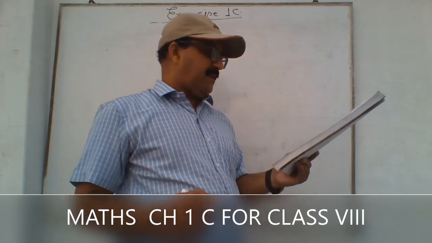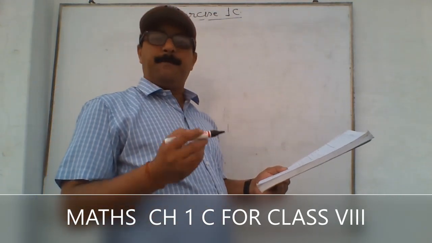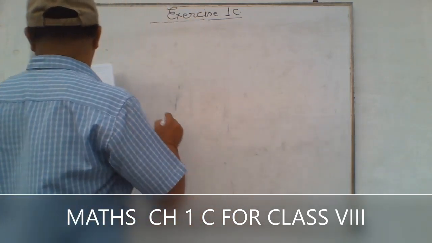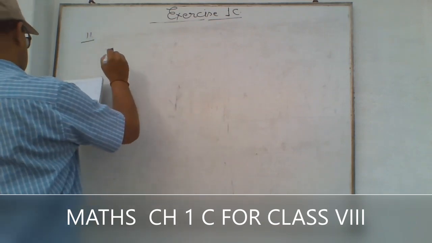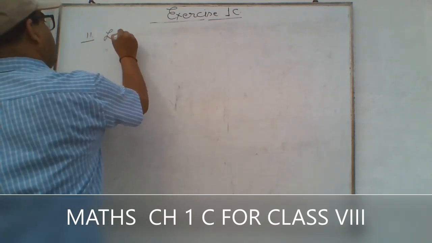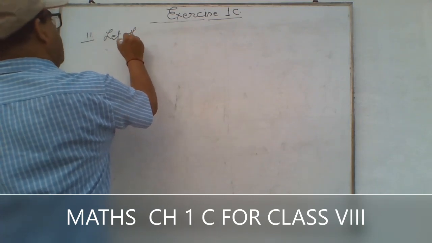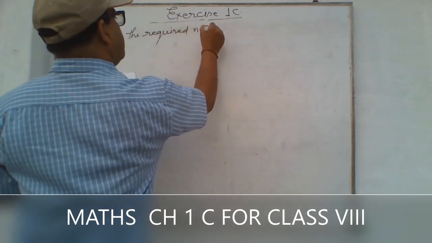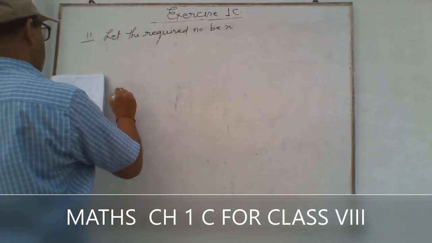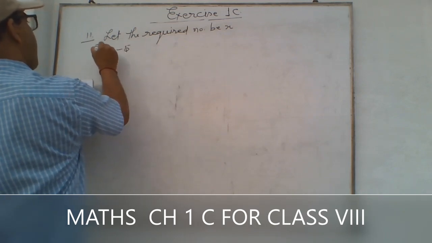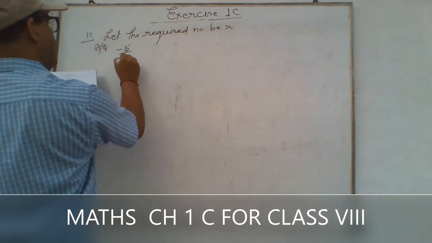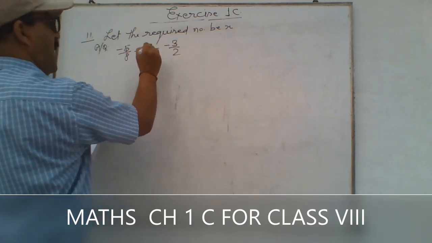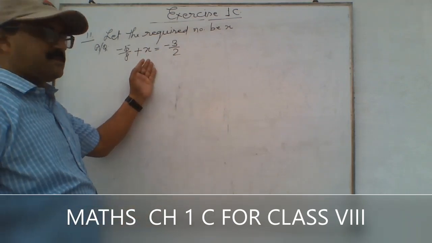In question number 11, what number should be added to minus 5 by 8 so as to get minus 3 by 2? The equation will be written here. Let the required number, the number that should be added, be x. According to the question, minus 5 by 8 plus x is equal to minus 3 by 2. And from here, you will find the value of x.